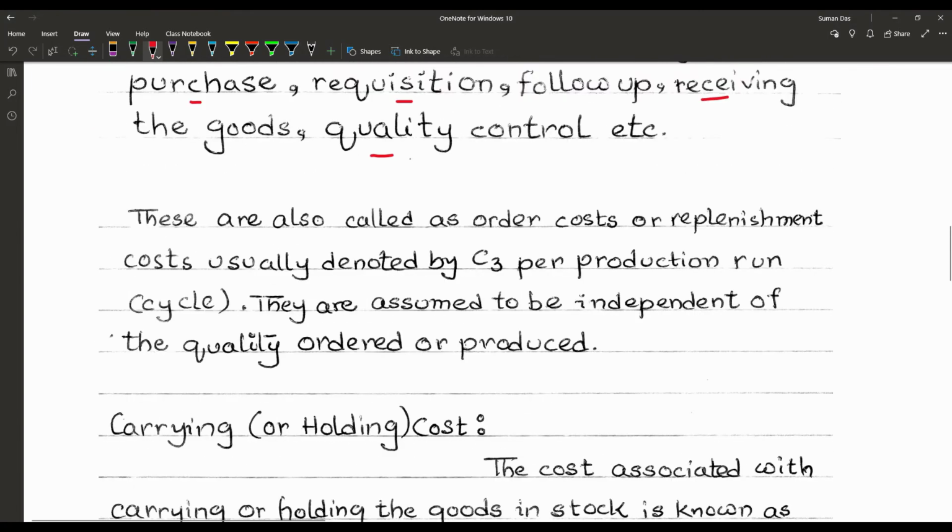These are also called order costs or replenishment costs, usually denoted by C3 per production run or cycle. That means it is also connected with each and every cycle of the production, and they are assumed to be independent of the quantity ordered or produced. Why is it connected? Because the setup cost is one time, then the company is producing each and every product with that setup cost or the ordering cost, so that is the replenishment also.